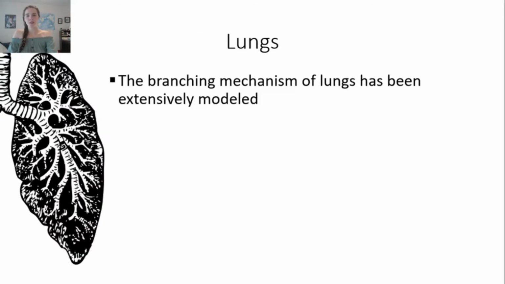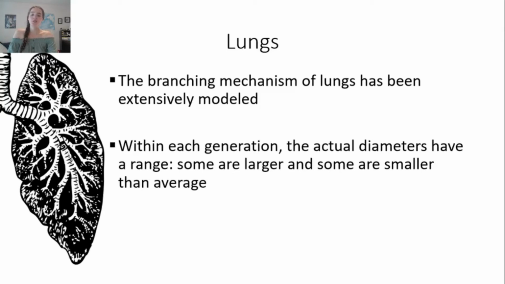So the branching mechanism of lungs has been extensively modeled. A generation we're just going to describe as a branching. Our trachea is our initial starting point, our seed, and then the 2 branches that come off of it, that's the first generation, and then you have the second generation, and so on. Within each generation, the actual diameters have a range. Some are larger and some are smaller than average.